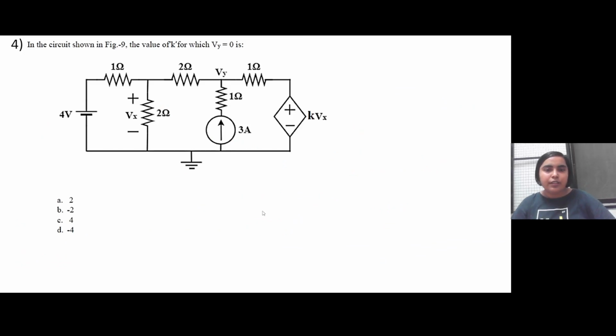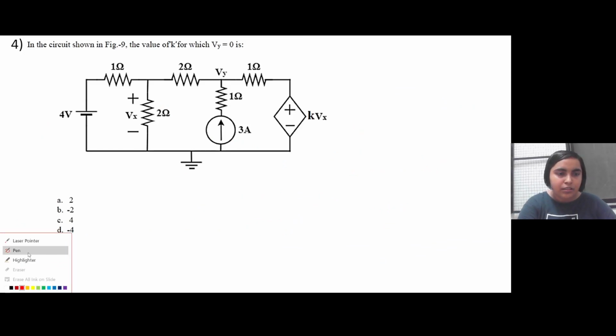So we move to the next problem. Here you have been given a circuit and you have to find the value of K for which Dy will be equal to 0.